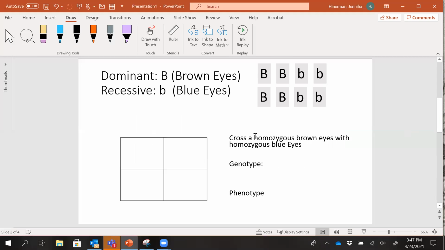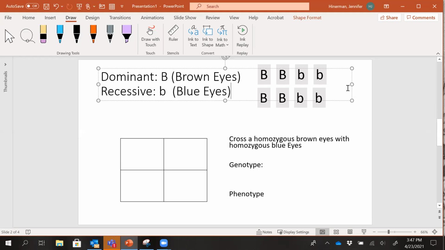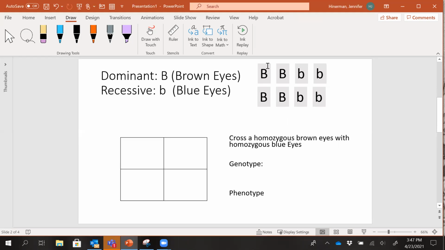Okay, and here we're going to cross a homozygous brown eyes. So remember, homozygous means same, and it's brown eyes, and brown eyes is big B. So we have two big B's. Okay, and then we're going to cross it with a homozygous blue eyes. So same, but for blue.